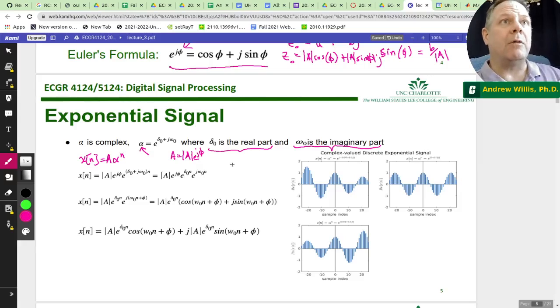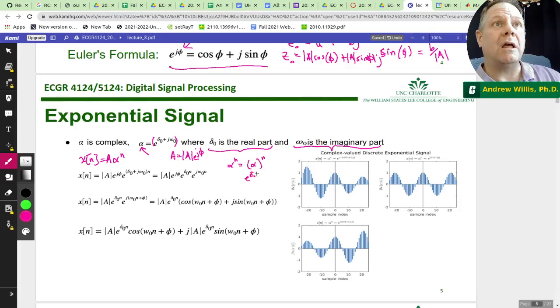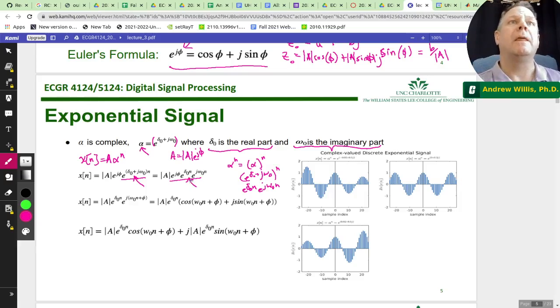And now we take this property and we say that we can represent alpha to the n as follows. I write it like that so that we can make sense out of this. If we put e to the delta naught plus j omega naught, and then take it to the nth power, then the n distributes down in. This is equal to e to the delta naught n times e to the j omega naught n. I've written them as a sum, and then I broke apart the sum there, so you can understand all of these algebraic steps that are occurring here.